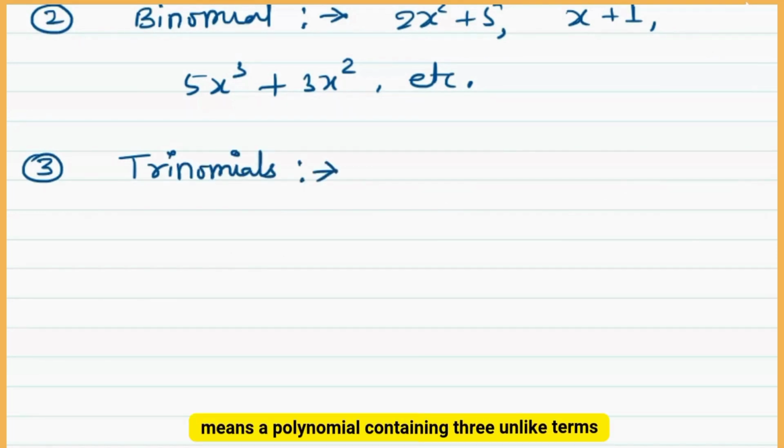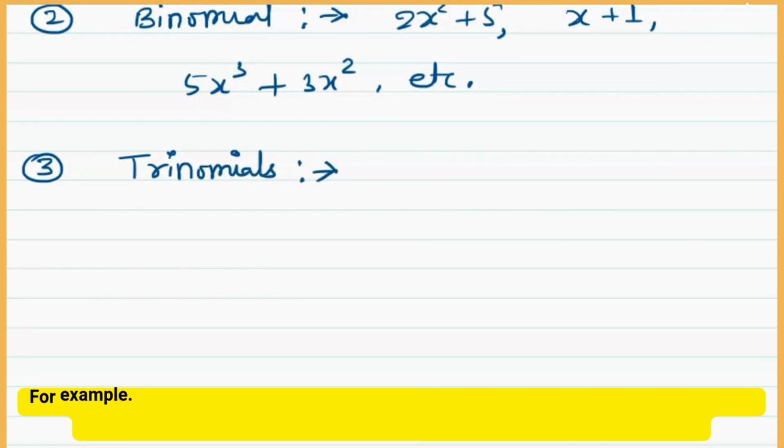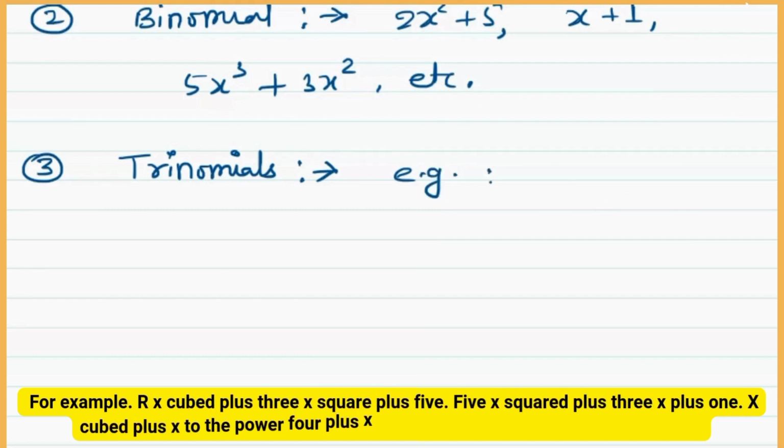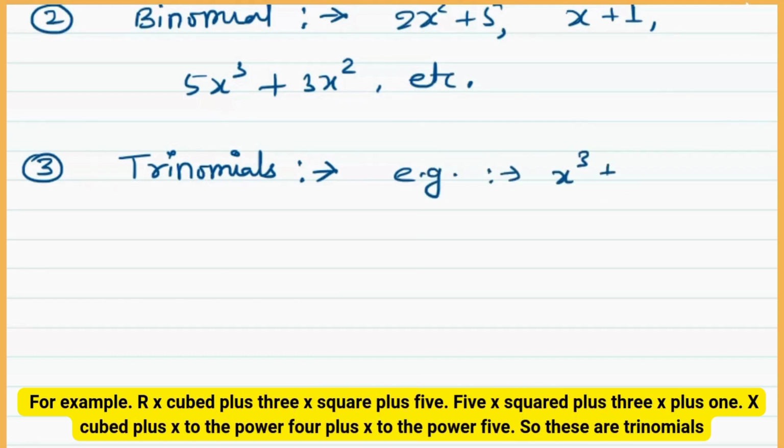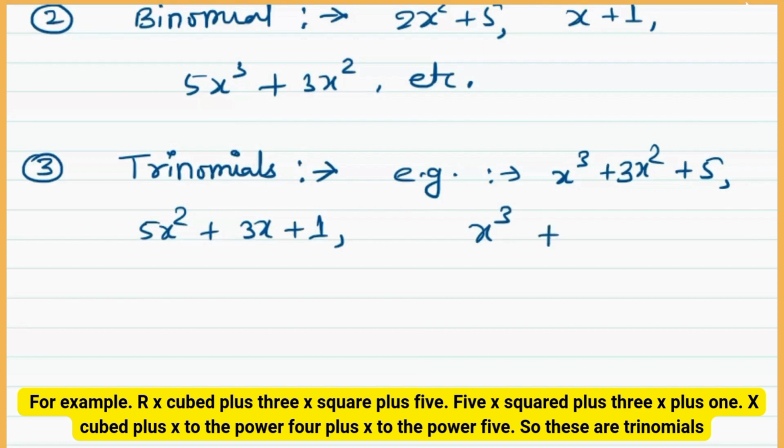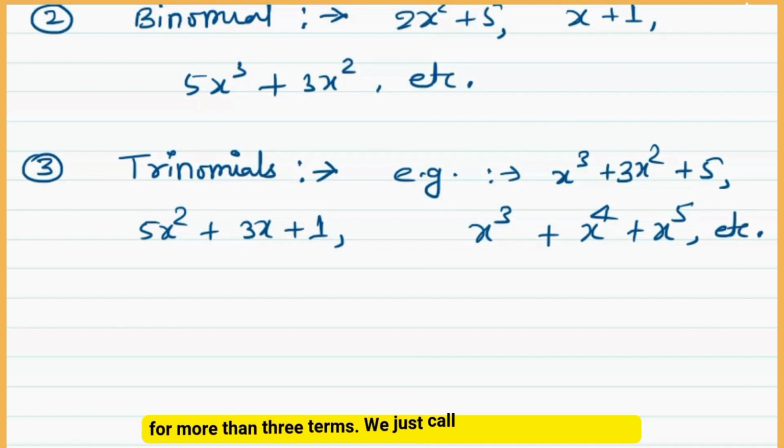Then number 3, trinomials, meaning a polynomial containing three unlike terms. For example, x cube plus 3x square plus 5, 5x square plus 3x plus 1, x cube plus x to the power 4 plus x to the power 5. So these are trinomials. For more than three terms, we just call them polynomials.